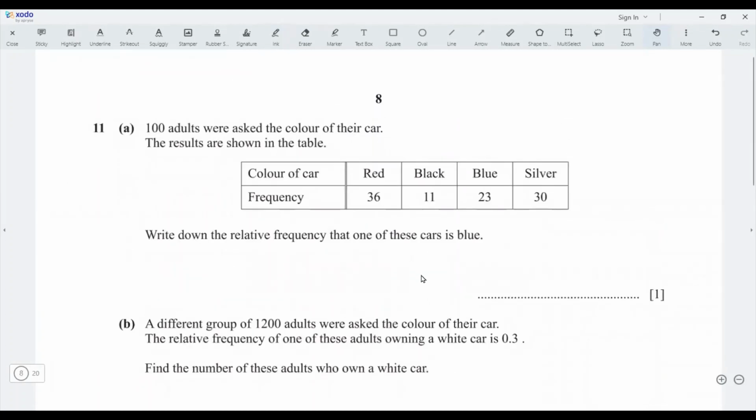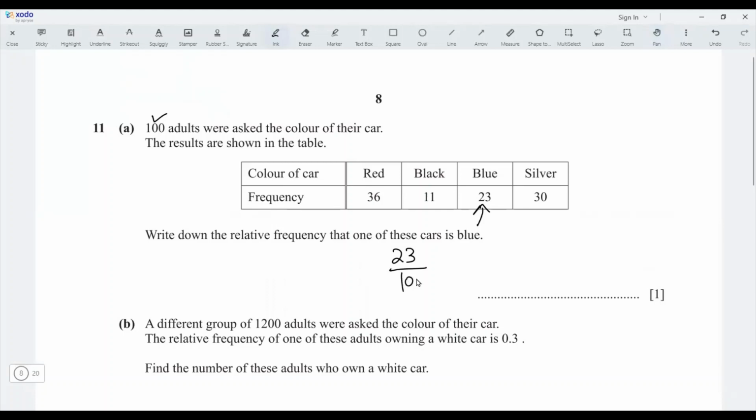In the next question, 11, a table is given. Colors of the cars are given: red, black, blue, and silver, and frequencies accordingly are given: 36, 11, 23, and 30. How to find the relative frequency that one of these cars is blue? Look at the number of cars that are blue. Blue cars are 23. And what was the total number of cars? They have mentioned already, there are 100 adults. If we add the frequencies, the result is 100.